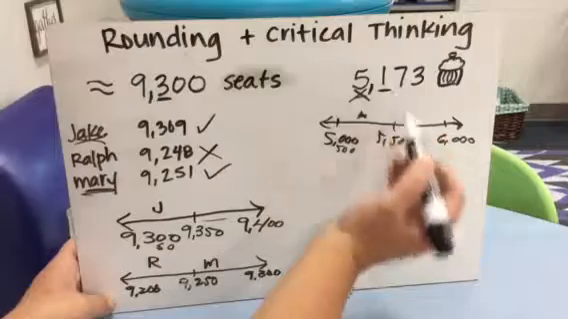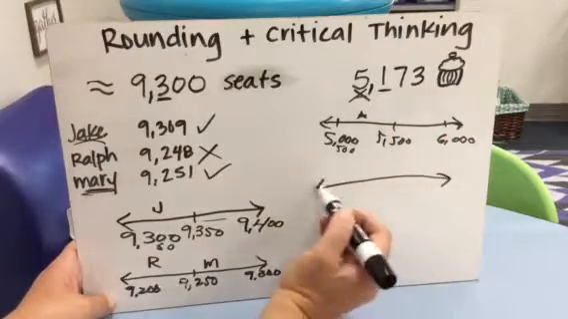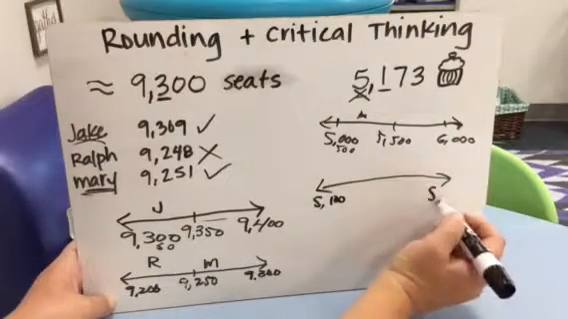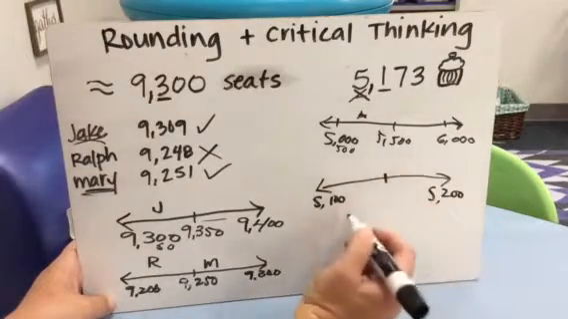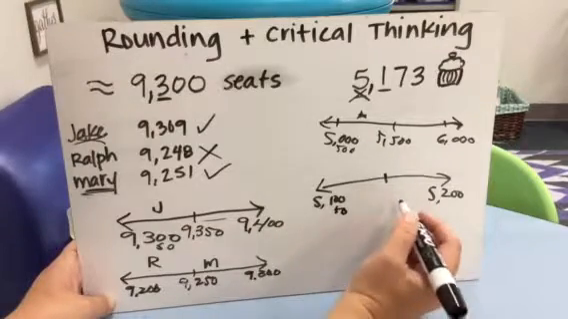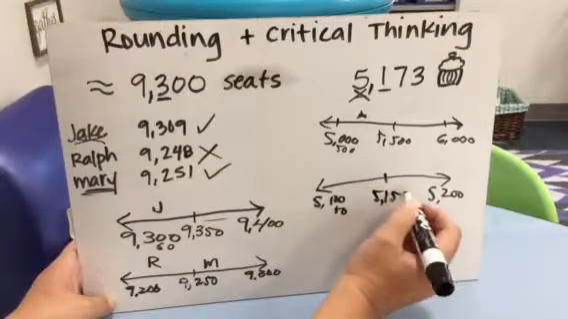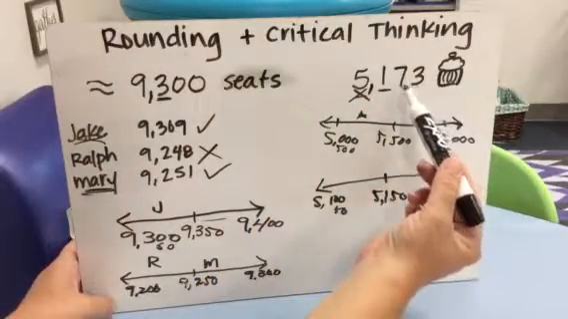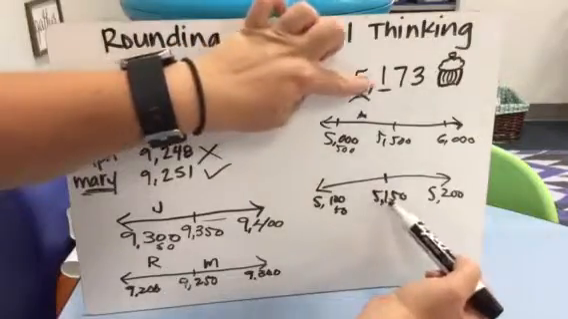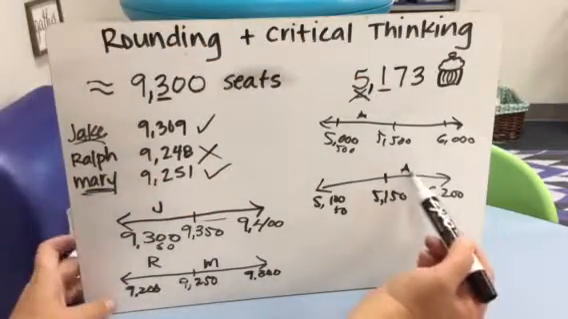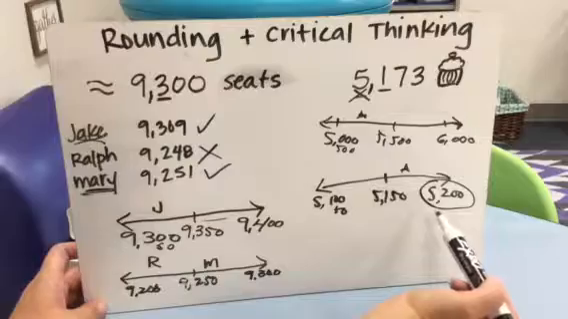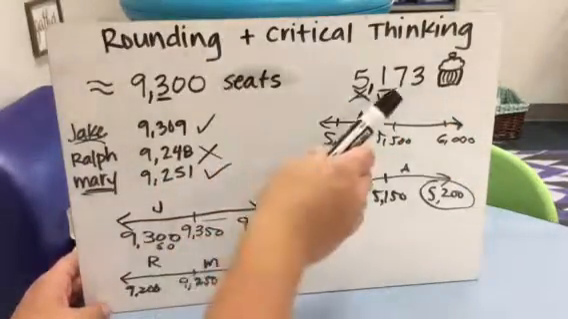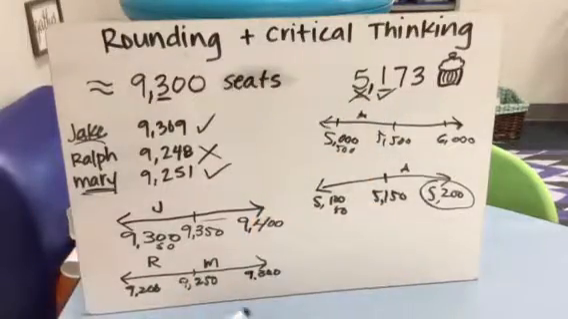So let me try the hundreds place. My starting benchmark is 5,100, which means my next one is 5,200. My midpoint is plus 50, so 5,150. My number is greater than the midpoint, which means I would be calling and saying I needed 5,200 cupcakes. That's great because that means I'm not going to run out of cupcakes. So rounding to the hundreds place is a good idea for me.